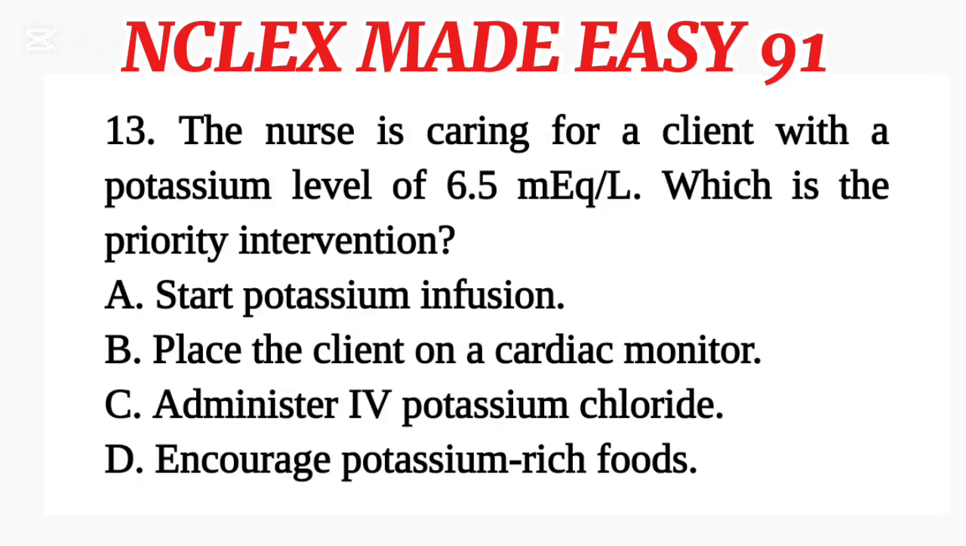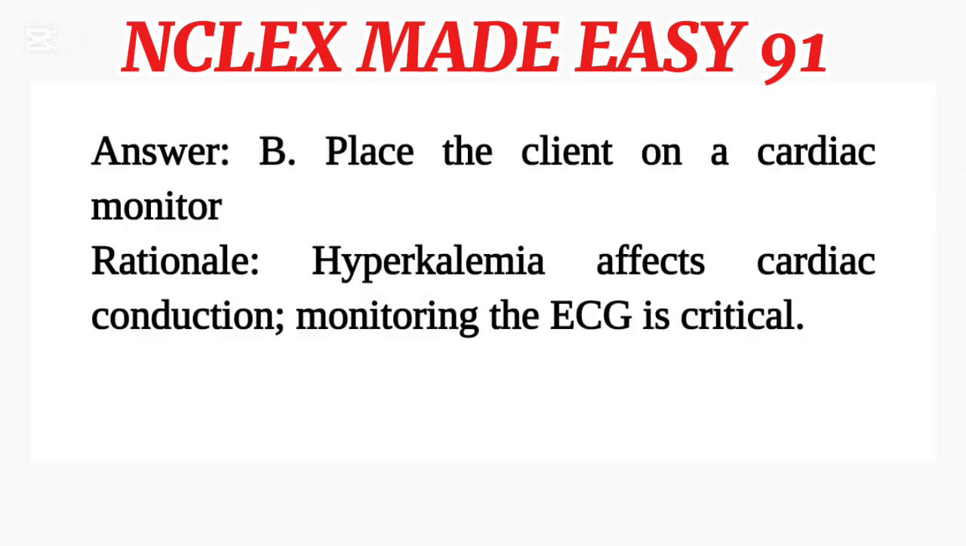13. The nurse is caring for a client with a potassium level of 6.5 milliequivalents per liter. Which is the priority intervention? A. Start potassium infusion. B. Place the client on a cardiac monitor. C. Administer potassium chloride. D. Encourage potassium-rich foods. Answer: B. Place the client on a cardiac monitor. Rationale: hyperkalemia affects cardiac conduction. Monitoring the ECG is critical.